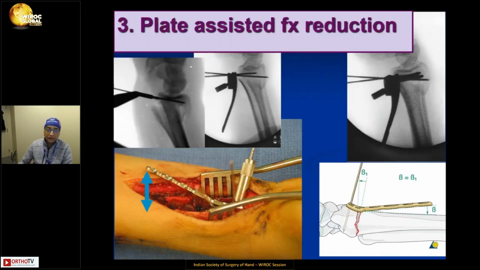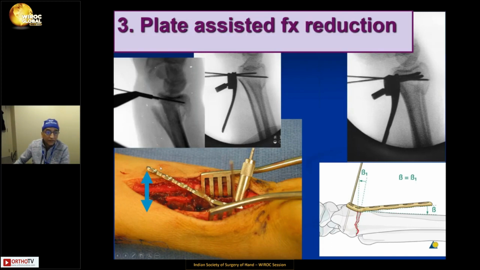Another way to get length back is to also do a plate-assisted fracture reduction. Plate-assisted fracture reduction is a tool to be utilized largely in the young person with good hard bone, or if you have a nascent malunion, which is 6-7 weeks old and you want to get length back in hard bone. And the key is when you apply this plate, you have to make sure that the plate is fixed to the distal radius, not with locking screws. This plate has to be applied with non-locking or friction-based screws so that the plate attaches to the distal radius flush with the bone.